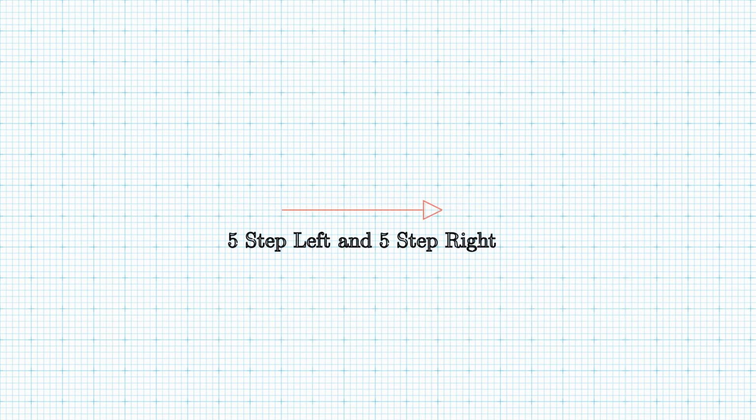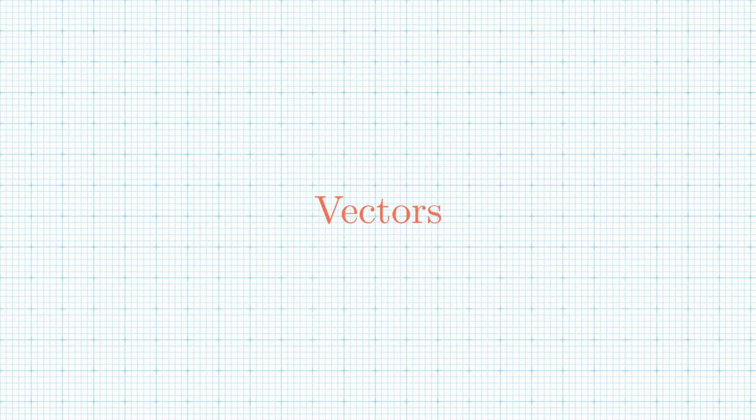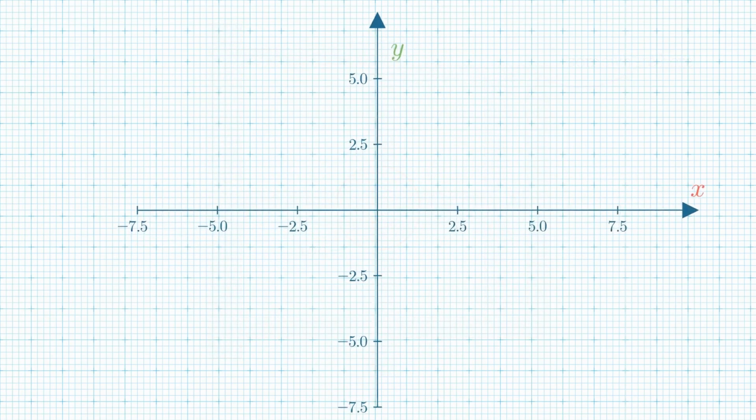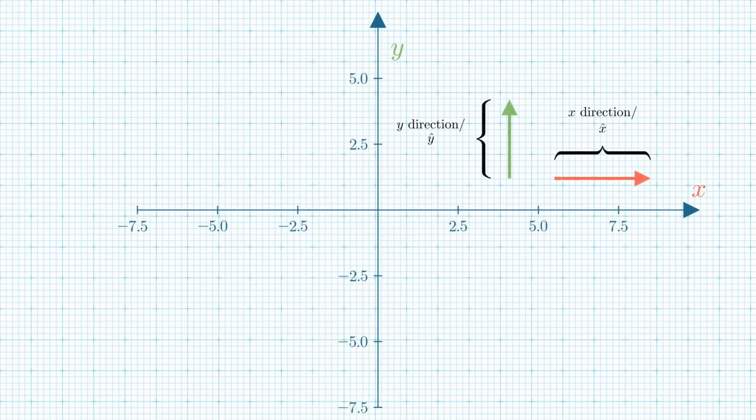What are these 5 steps left and 5 steps right? Well, they are nothing but vectors. They are like little arrows which tell you how much you did something and in what direction you did that. Let's imagine an xy plane. When the direction is along the x-axis, we say it as x cap. When the direction is along the y-axis, we say it as y cap.